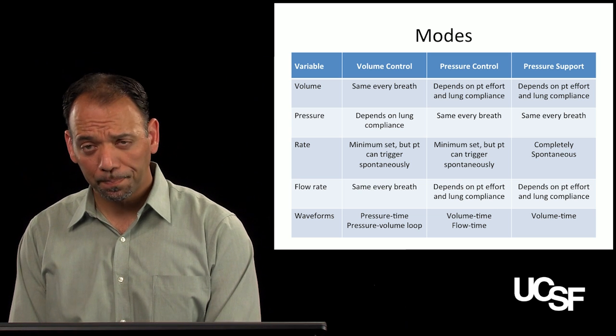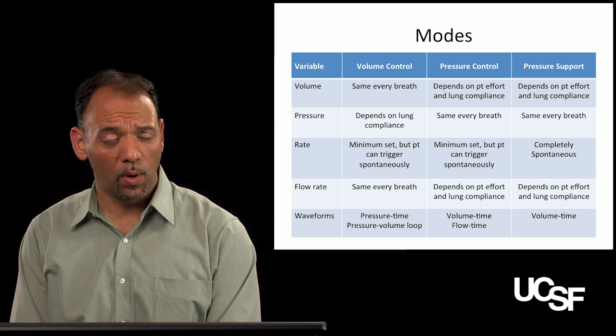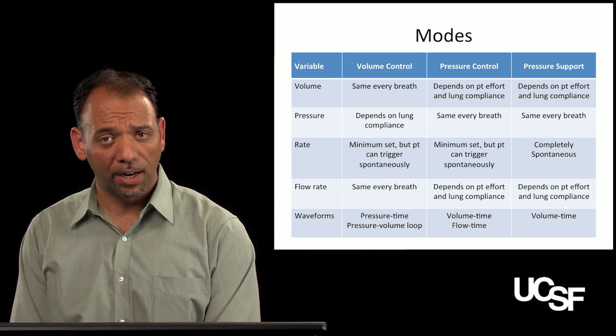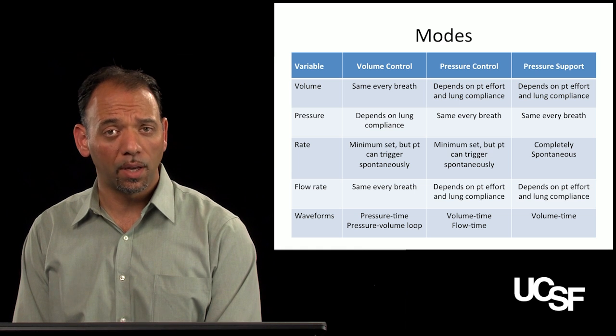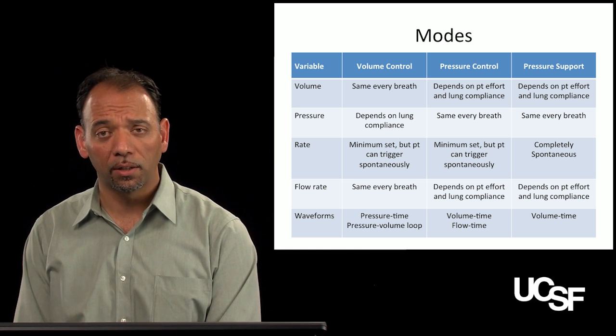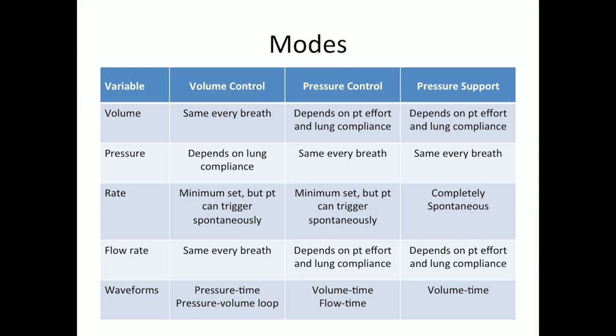Finally, pressure support. This is primarily a weaning mode of ventilation, and we use it quite a bit when we're weaning patients from the mechanical ventilator. Here, the volume will depend completely on the patient's efforts and the lung compliance.